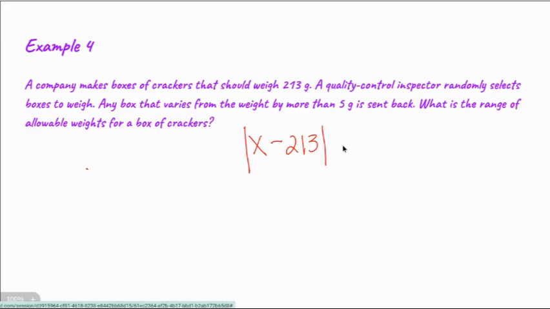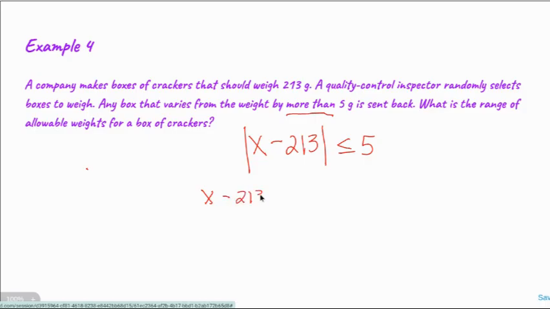Well, it shouldn't differ, any box that varies by more than 5. But when it says more than, we don't want it to be more than 5 then. So we're going to go less than or equal to 5. You could do more than 5 and still solve the problem just fine, but I want to stick to what the company wants. And so then we'll split this off.